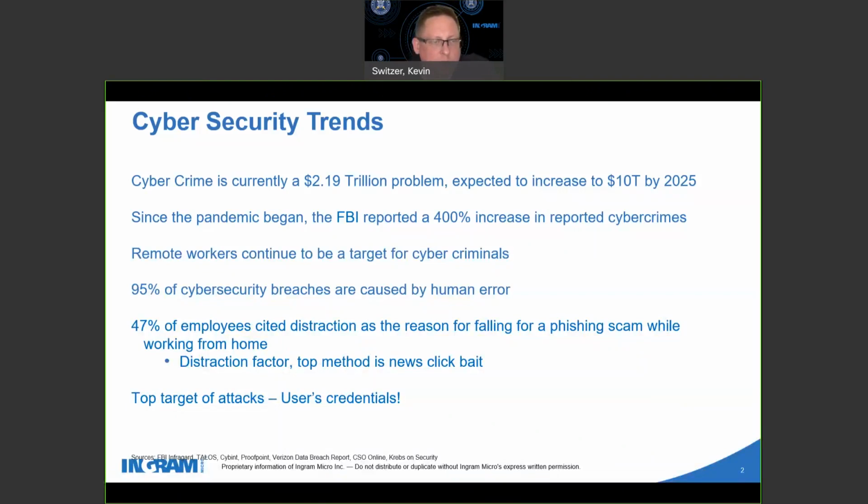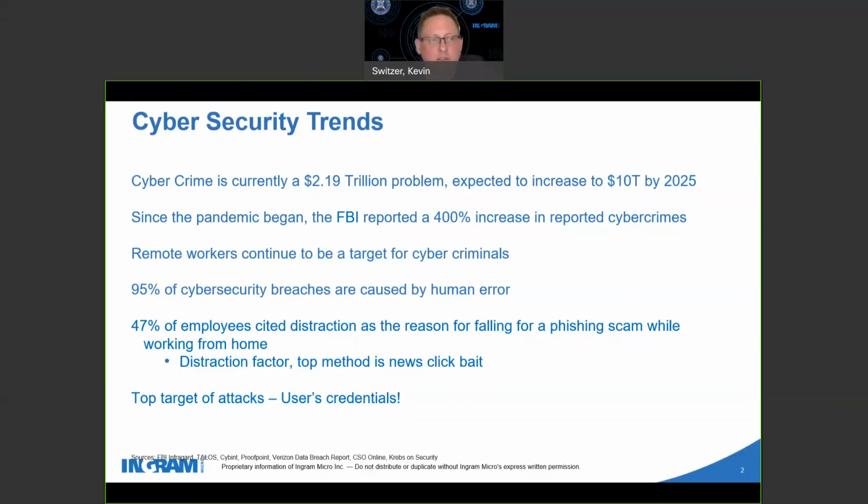Some of the recent trends that we are seeing is that cybercrime is currently, on a year-by-year basis, a $2.9 trillion problem worldwide, and the experts are expecting that to be $10 trillion by the year 2025. And since the pandemic began, we did expect an increase in successful attacks. However, not this big. The FBI is reporting a 400% increase in reported cybercrime since the pandemic began. And we are absolutely seeing that remote workers continue to be a top target for cyber criminals.